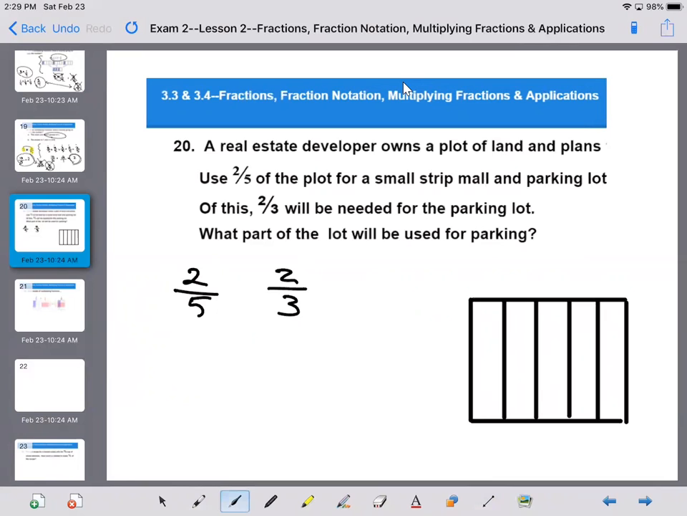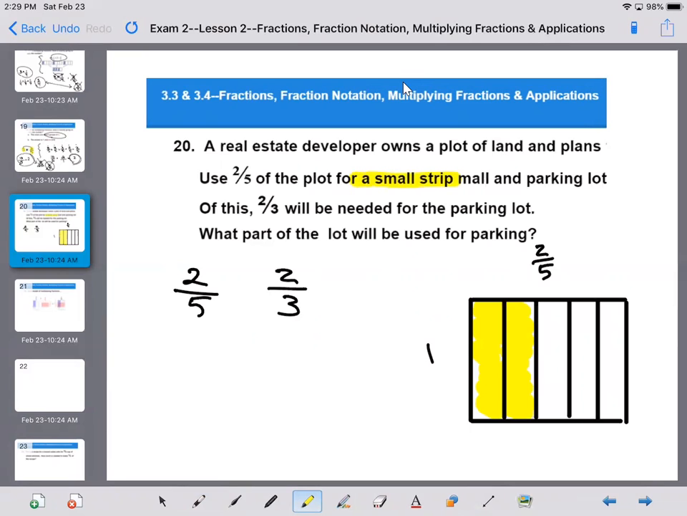So I want to deal with 2/5. So this is going to represent two-fifths, and over here is actually 1. 1 times 2/5, and so this in yellow represents 2/5. Now, if the rectangle is the whole, then what's in yellow is for the strip mall.